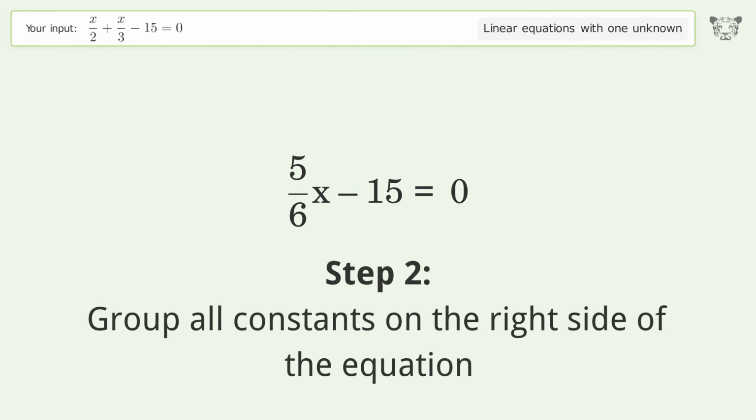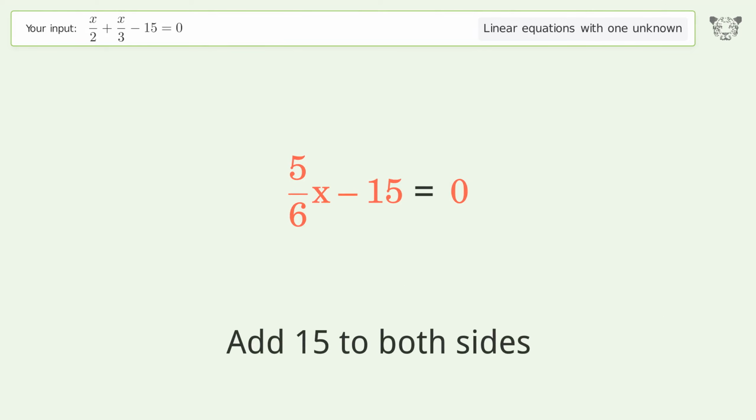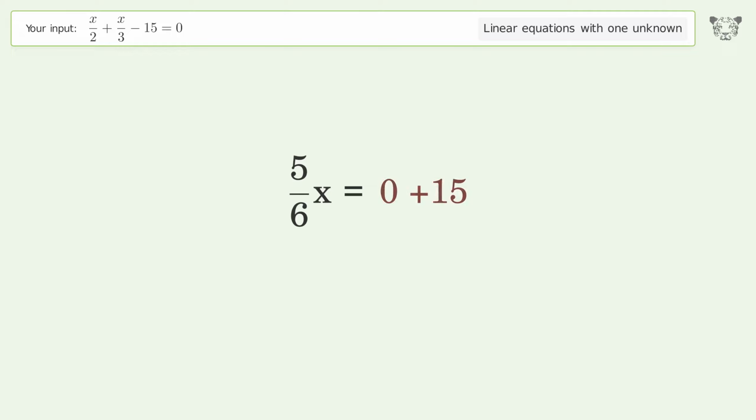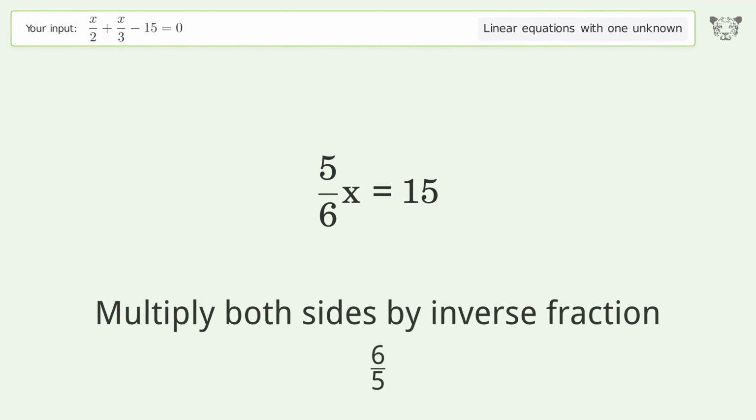Group all constants on the right side of the equation. Add 15 to both sides. Simplify the arithmetic. Isolate the x. Multiply both sides by inverse fraction 6/5.